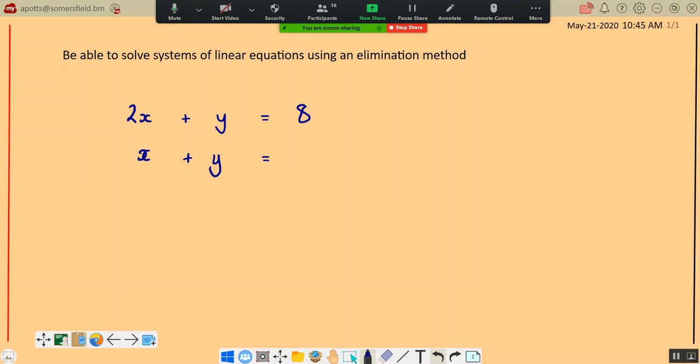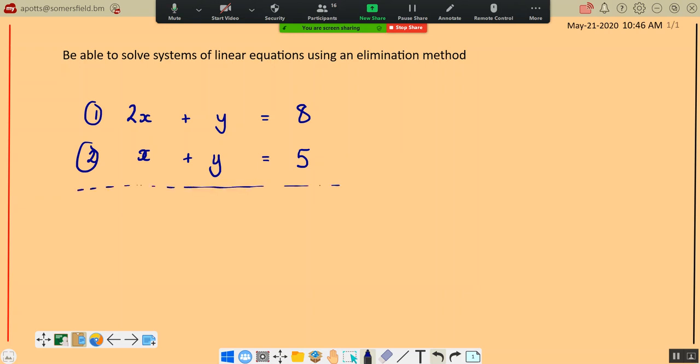No, don't tell me what x is equal to. Tell me what x plus y is equal to. 5. Okay. Yeah? There's going to be a limited number to keep it simple. All right. So here's my first equation. Here's my second equation. Now, what we do is we find the difference between those two.